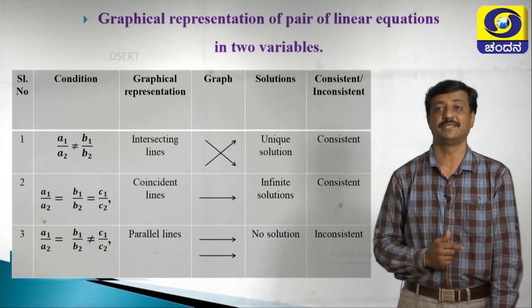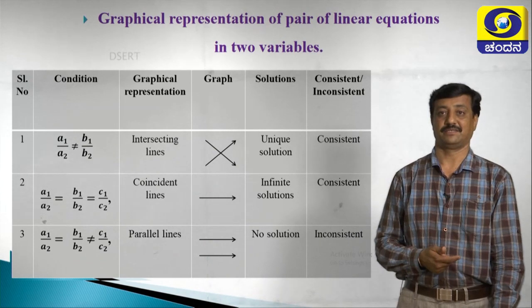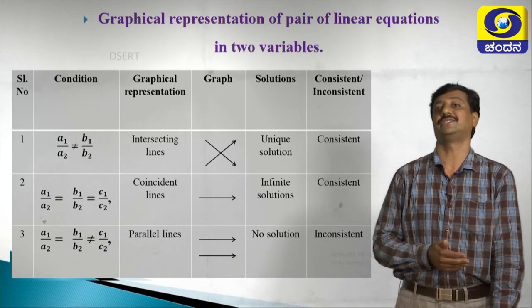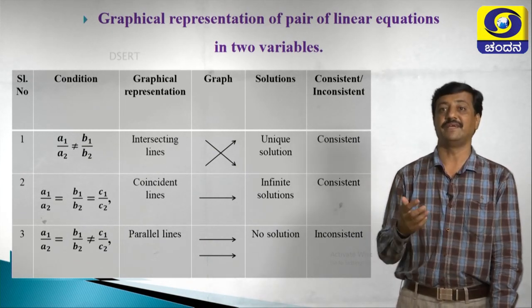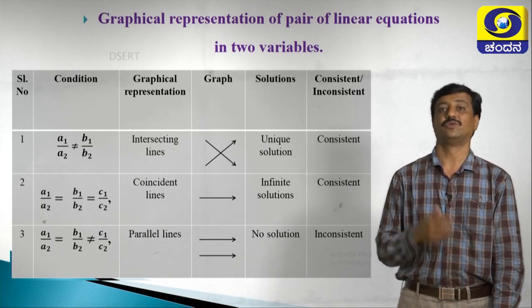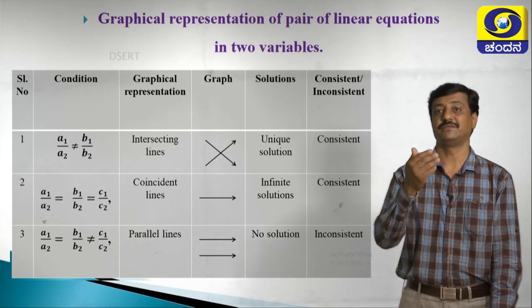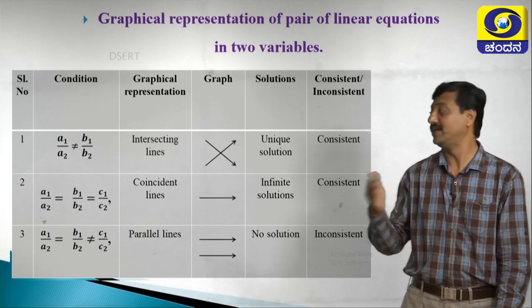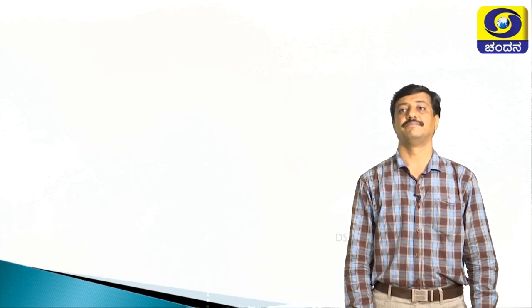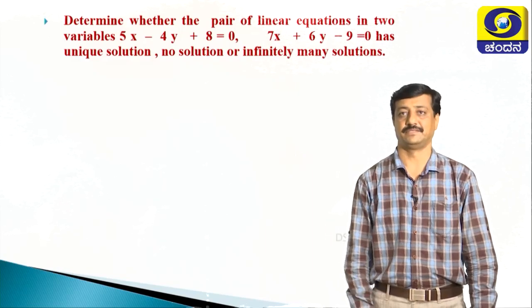If that is the case, we say it is an inconsistent pair. If there exists a solution, we say a consistent pair. If there is no solution for the pair, we say it is an inconsistent pair. So, usually they will ask 1 mark or 2 mark questions in the examination based on this table. In the next part, we will learn how to solve examples based on this table. Here is an example.